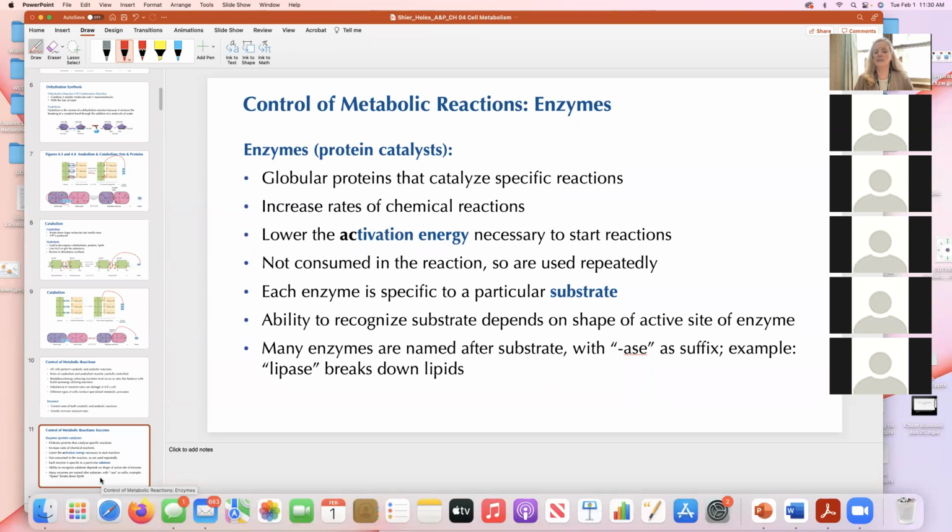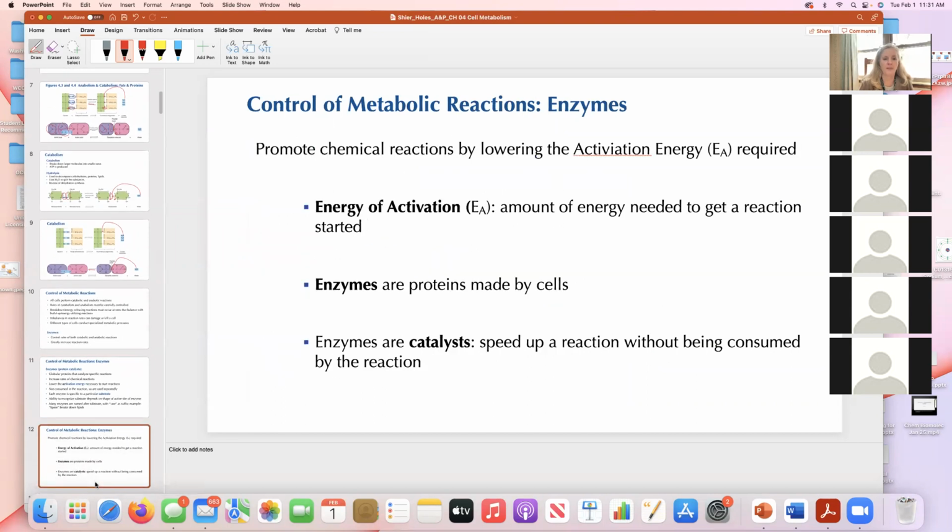Many of our enzymes are named after the substrate that they utilize, and then they're given a little phonetic ending called ACE as its suffix. So lipase fits into a fat and helps act on the fat, breaking it down, lipase, okay? Sucrase would act on the sucrose sugar, and so forth.